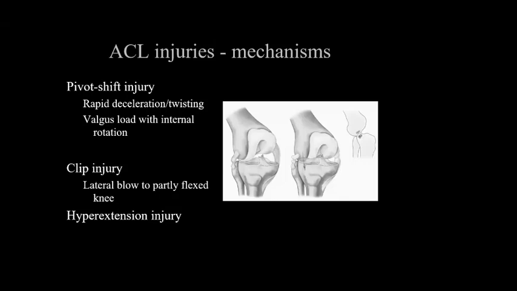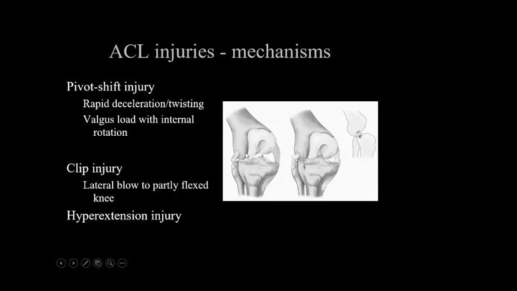What are the mechanisms of injury of the ACL? There are three typical mechanisms of injury of the ACL. The most common one that I personally see in our practice is the pivot shift mechanism of injury. And this happens because of the rapid deceleration and twisting of the knee joint with valgus load and internal rotation. So this is how the pivot shift mechanism of injury looks. So there is a rapid deceleration with valgus and rotation.